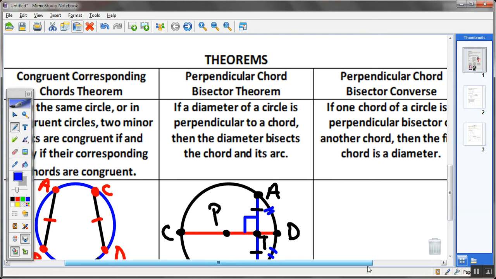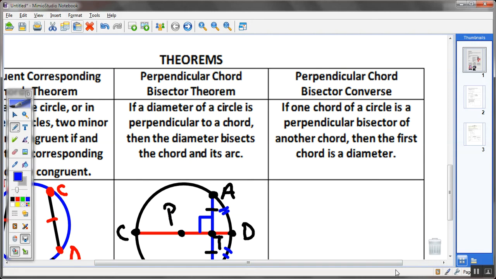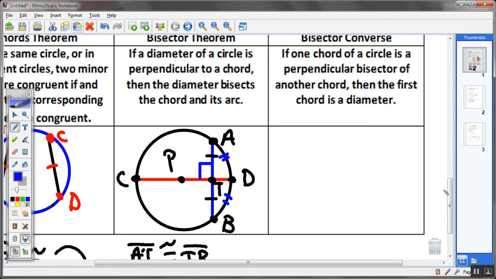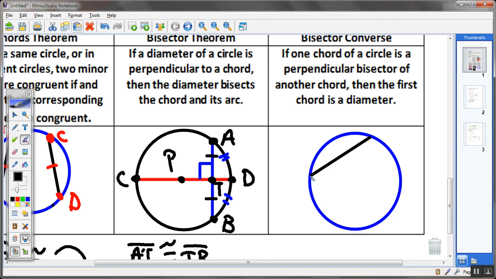All right, last one. Guys, last one's kind of working backwards. It's the perpendicular chord bisector converse. A converse takes the hypothesis and conclusion and flips them. So this says if one chord of a circle is the perpendicular bisector of another chord, then the first chord is the what? So what they're saying is this. If this is the picture, here's your circle, and here's a chord. Let me draw a chord from here to here. You guys okay with that chord?